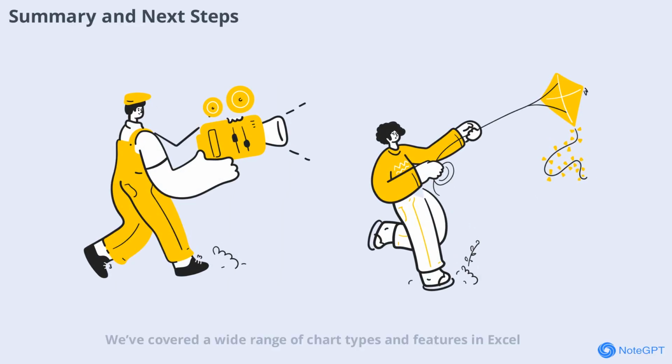You've covered a wide range of chart types and features in Excel, from basic columns and lines to advanced options like treemaps and sunbursts. Remember, the key to effective data visualization is choosing the right chart for your message and audience. Experiment with different types, customize your visuals, and follow best practices for clarity. With Excel's powerful charting tools, you can turn any data set into a compelling story.